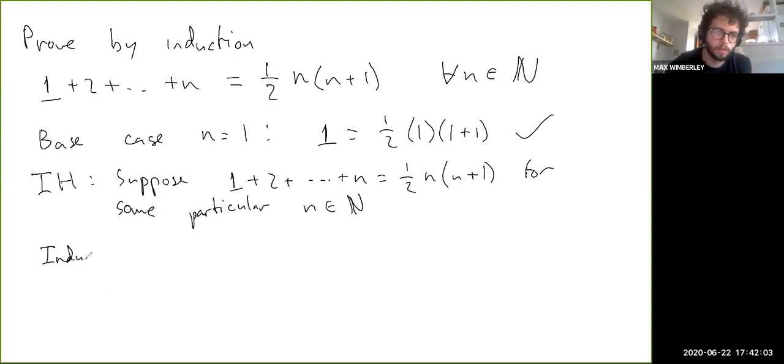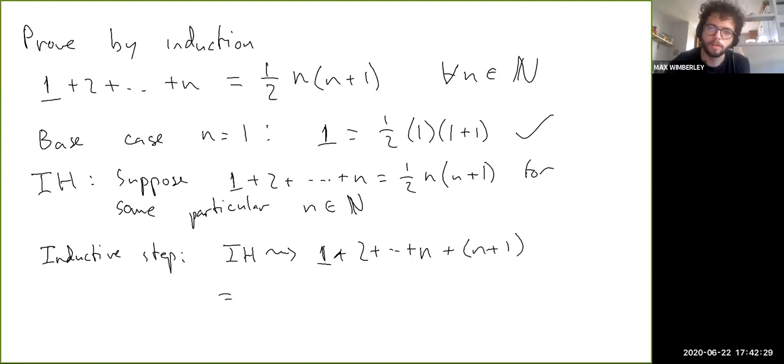Now we use this assumption. The inductive hypothesis means that if we take this equation and just add n plus 1 to both sides, sorry, the equation's getting kind of broken up in a weird way here, it'll be 1/2 n times n plus 1, plus n plus 1, okay? And now we can just manipulate this until we get what we want.